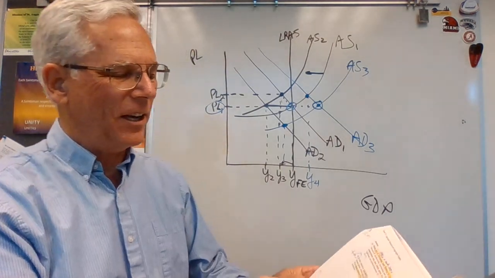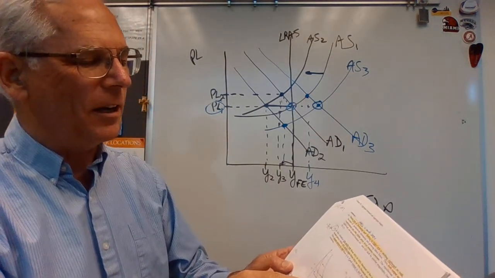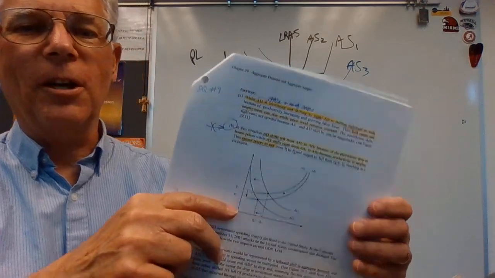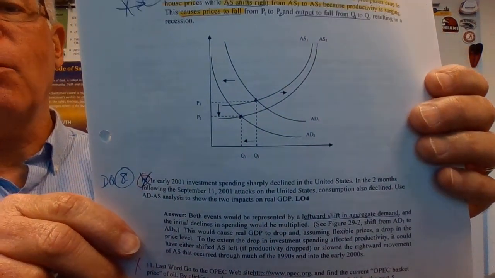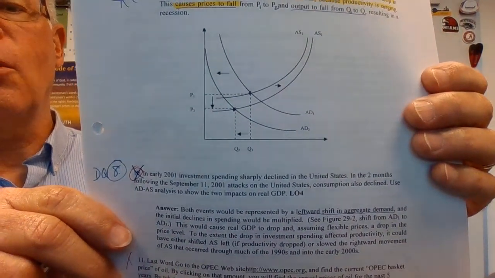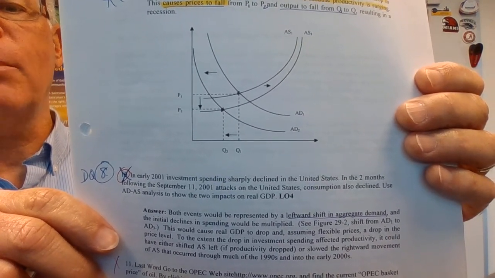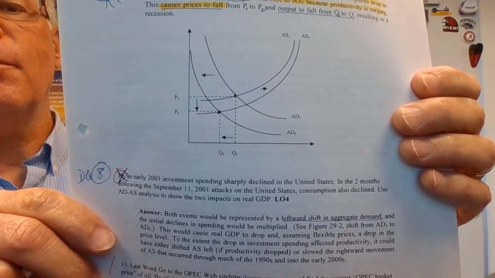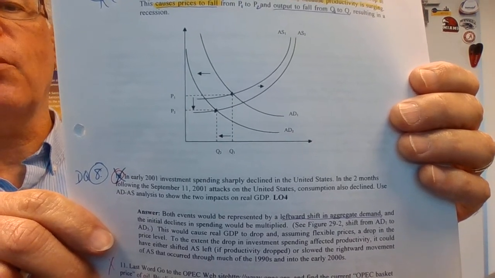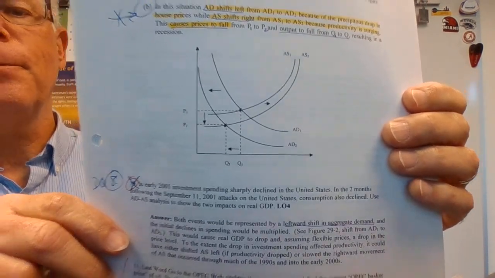I'm going to show you the graph that they drew in the answer key here. So I'm going to hold it up close so you can see that. You might want to take a screenshot or pause the video right here and get a good look at that graph of what happened in the housing bubble burst in 2007, 2008. Okay? All right.